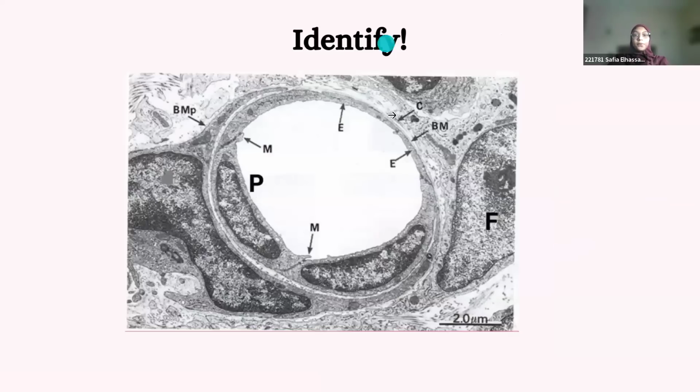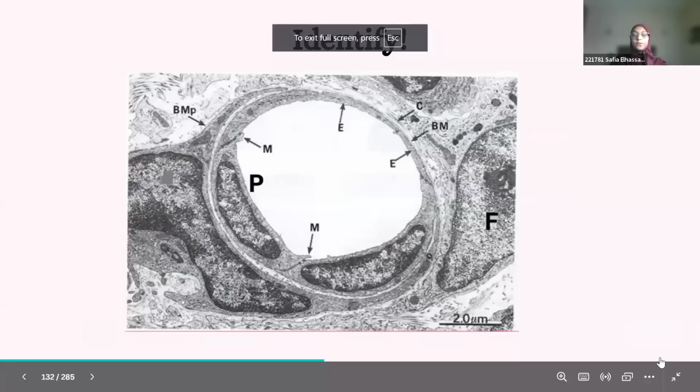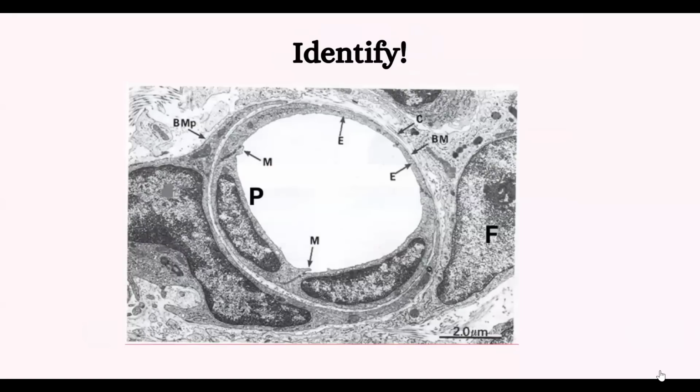Okay, now I want to ask you guys, can you tell me what type of capillary this is? If you guys want to unmute, you can go ahead and do that. It's the continuous capillary. Yes, exactly. And can you tell me 2 identification points for it? No fenestrations and... I don't know the second one, honestly.